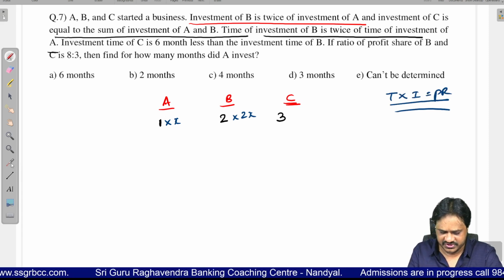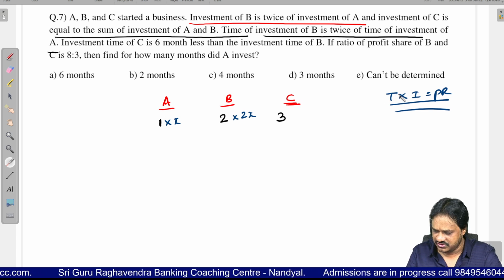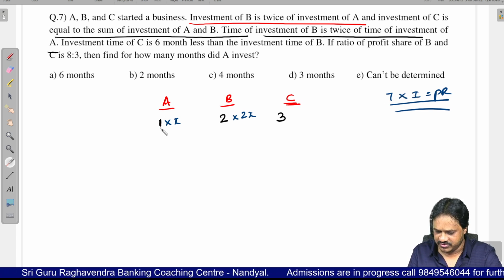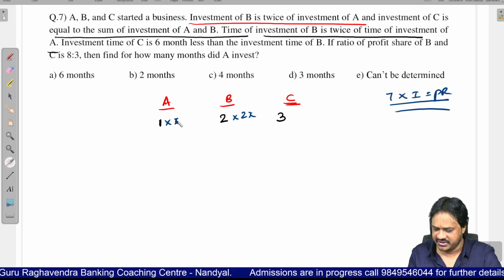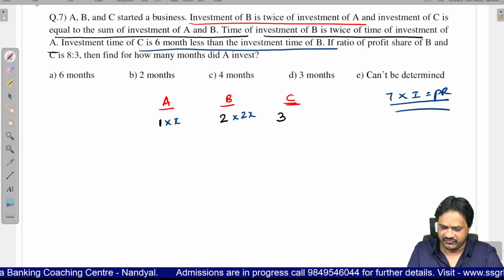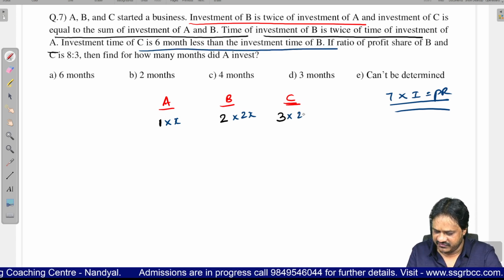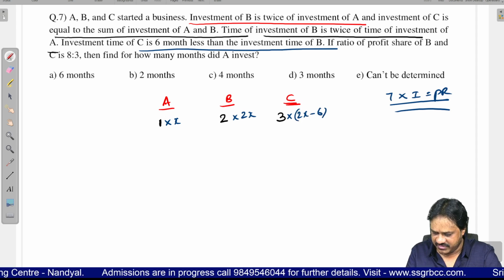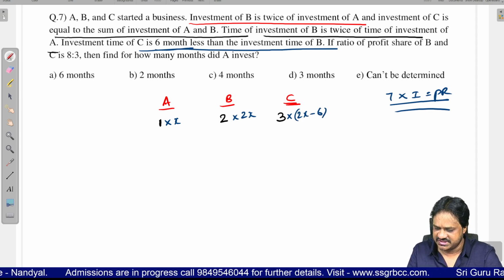So how do we have to share the profit? Profit is equal to time into investment: how much we are investing, and what is the time period. Then C is 6 months less than that of B. So C's time period will be 2x minus 6, because it is 6 months less than that of B.